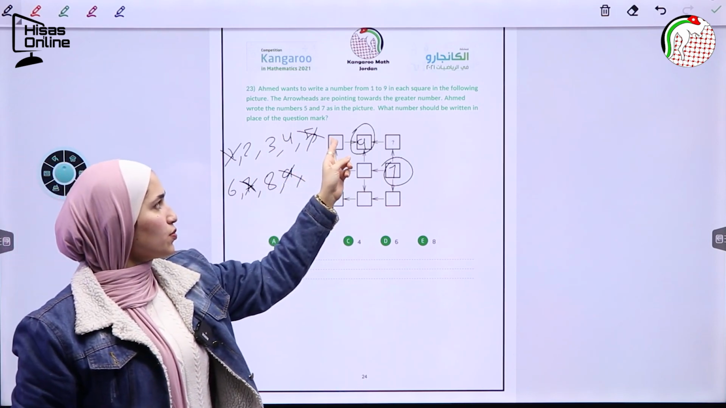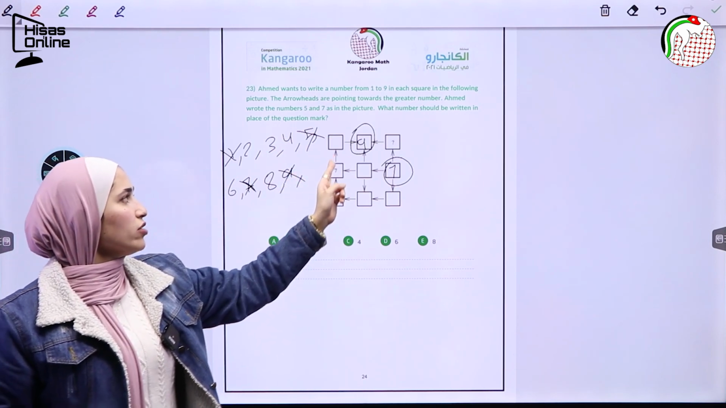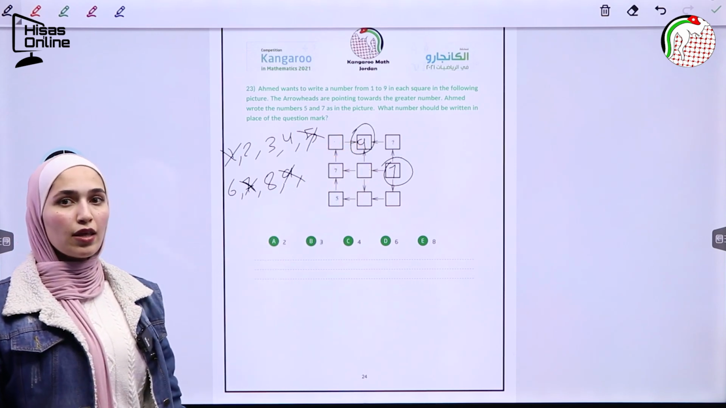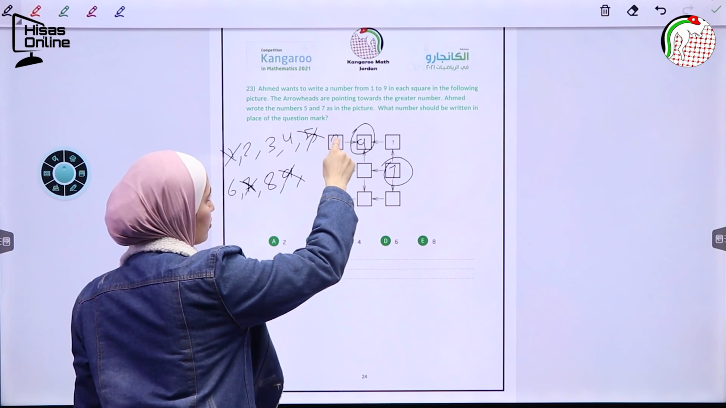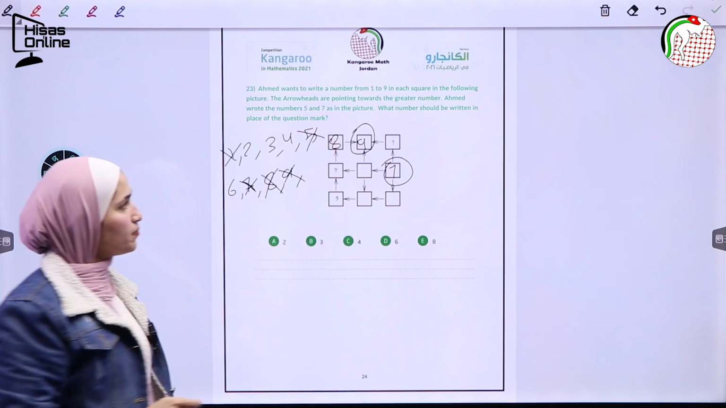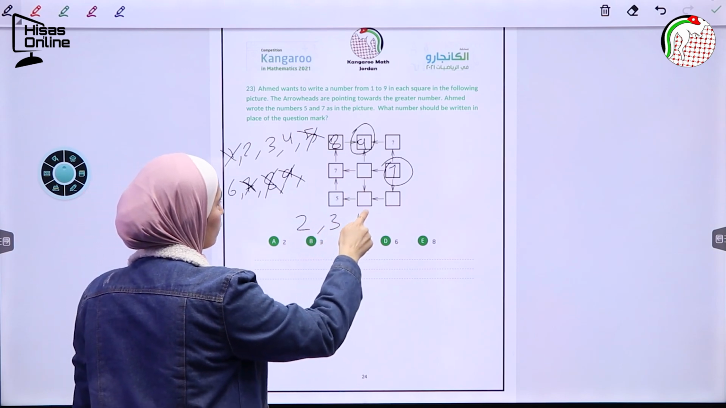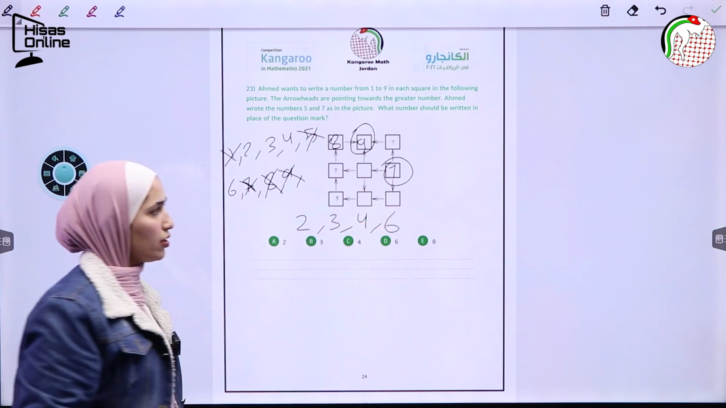Let's start with this one. So something greater than 7 and smaller than 9. What is that? Yes, excellent. It's 8. So we wrote 8 here. Now 2, 3, 4, and 6 are left.